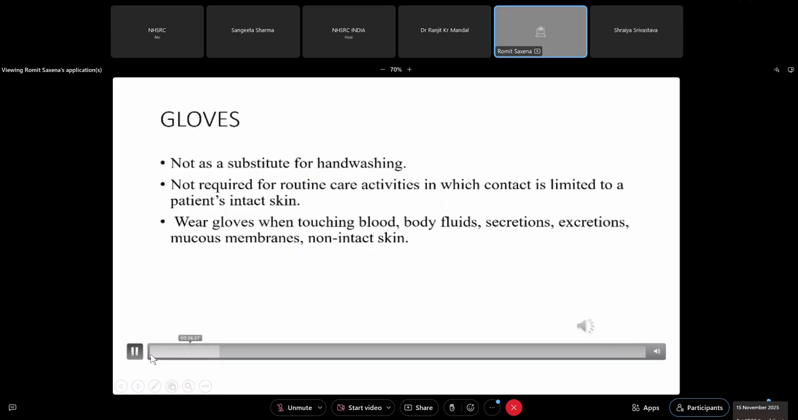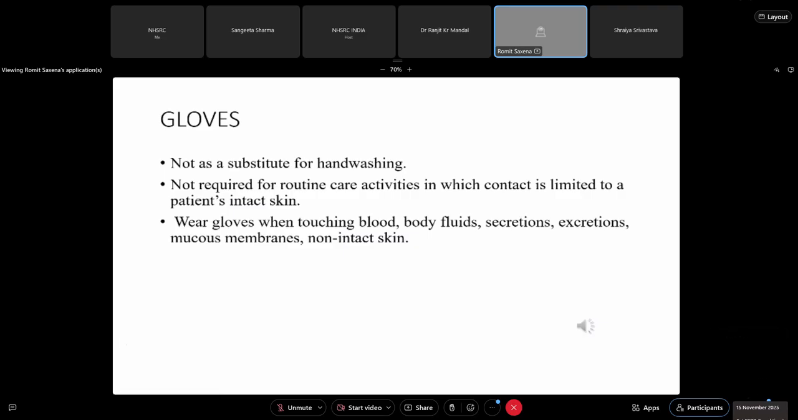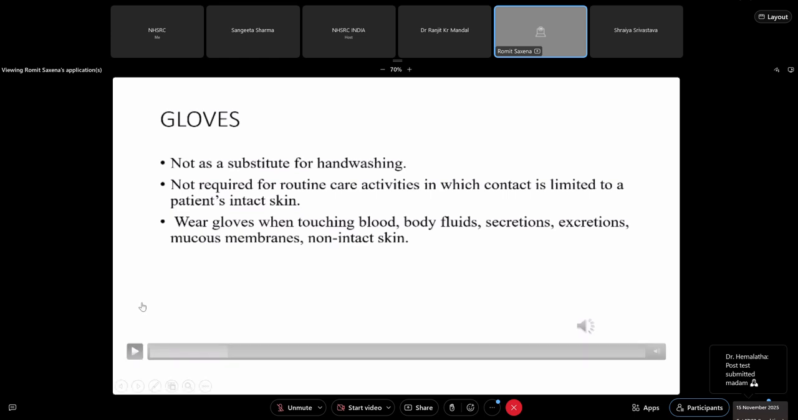Gloves have to be used, but they are not a substitute for hand washing. When you are touching anything which has got blood or mucous membranes, like now suppose I need to examine this child's mouth, and I need to examine for tonsils, I need to examine the rash, and I think there's a vesicle, I will wear gloves, absolutely. But then I need to dispose of the gloves correctly.